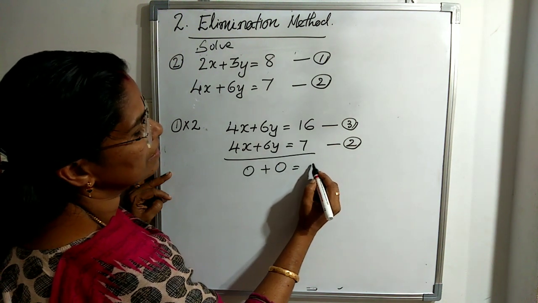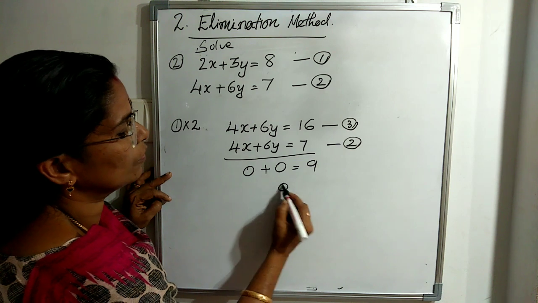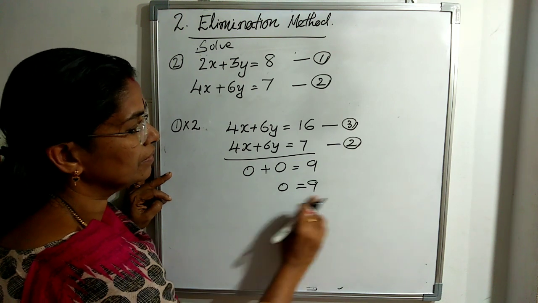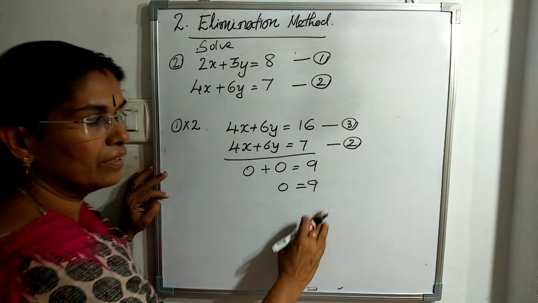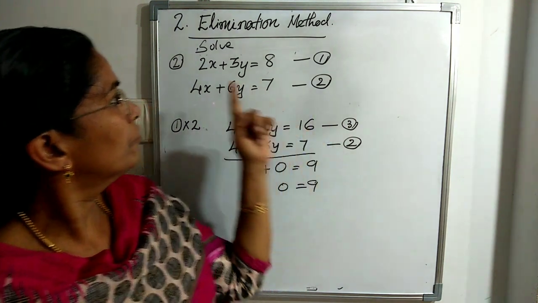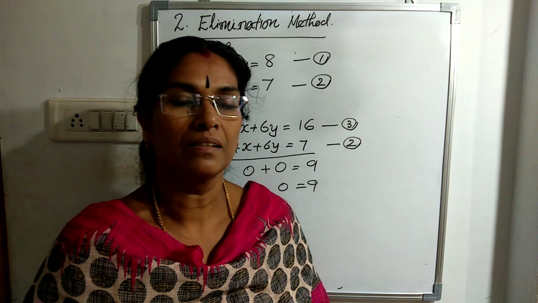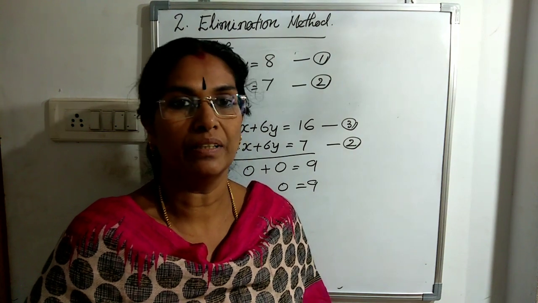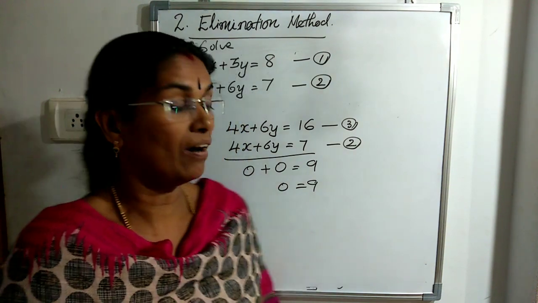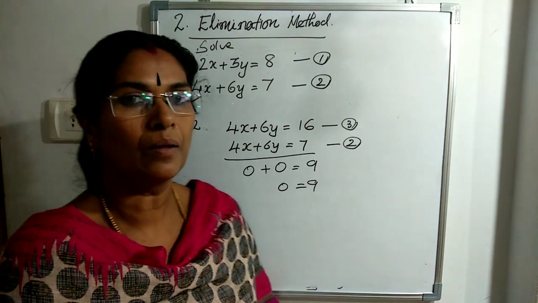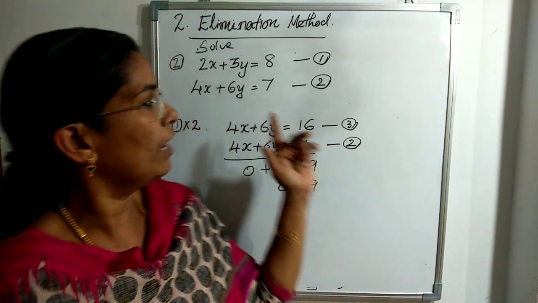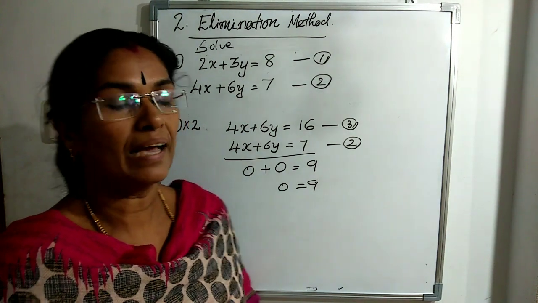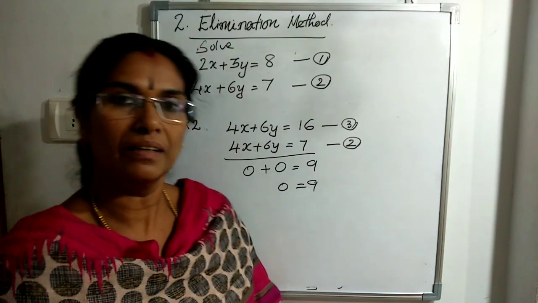16 minus 7 is 9. That is 0 = 9. Is it true or false? It is a false statement. So we can say this pair of equations has no solution. It is inconsistent. A false statement means it is inconsistent. There is no solution. There is no value for x and y satisfying this equation. Clear?